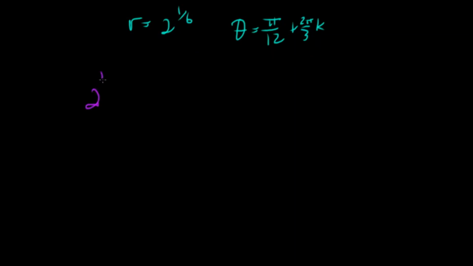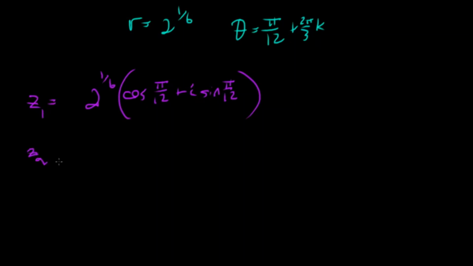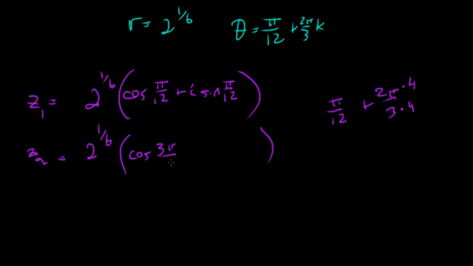So let's see, we have 2 to the 1/6 times cosine pi over 12 plus i sine pi over 12. That's one of our roots. Let's call it Z1. Z2 is going to be 2 to the 1/6. That's just the length away from the pole. Cosine of pi over 12 plus 2 pi over 3. So what is that? I need the common denominator, so times 4 and times 4. I'm going to get 8 pi and 1 pi, 9 pi over 12, which is 3 pi over 4.